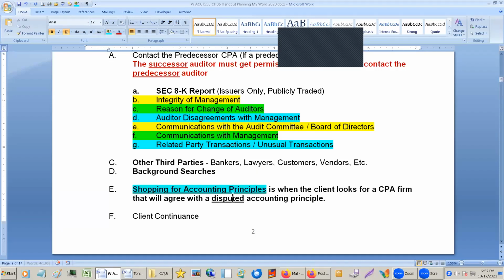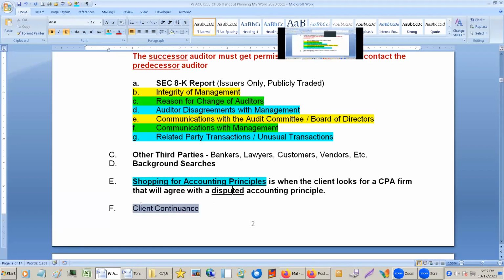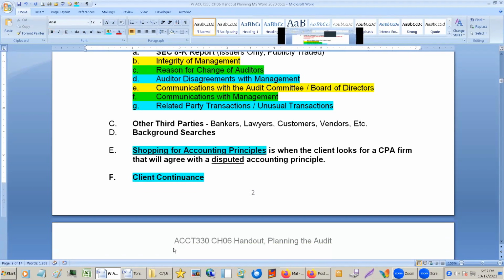And client continuance is simply, do we want to keep going with this client? And if you have a client that's really a nightmare, you may say it's not worth it.